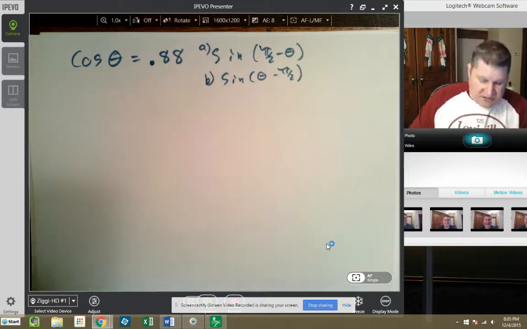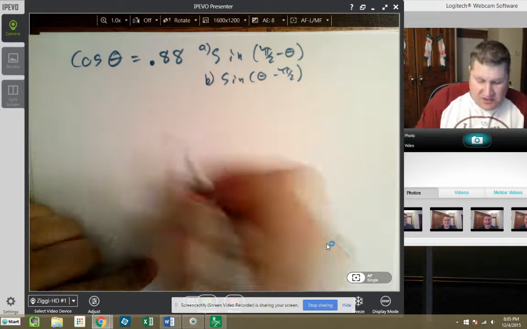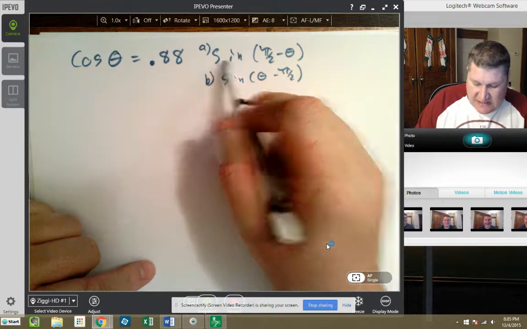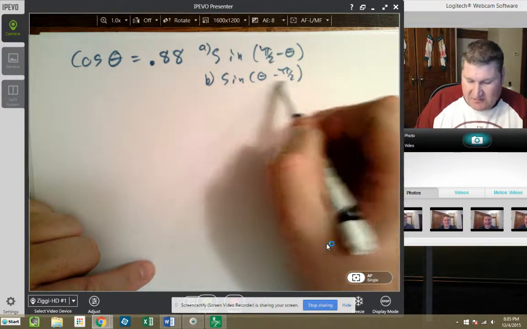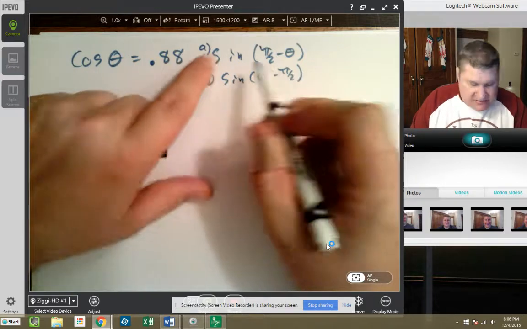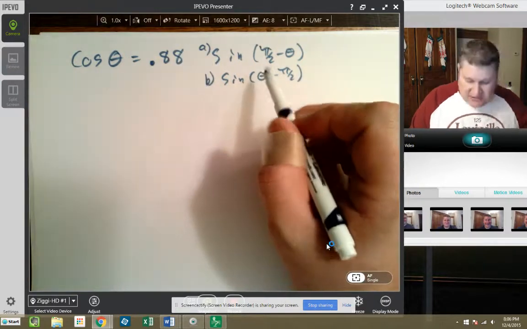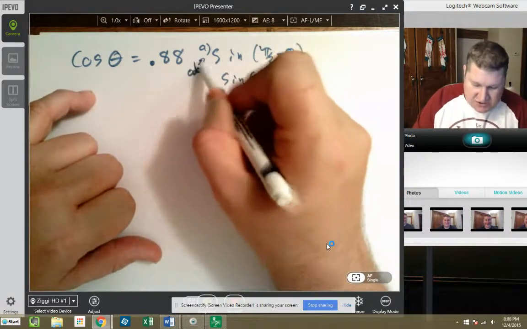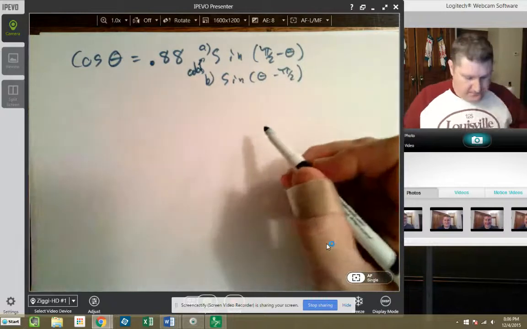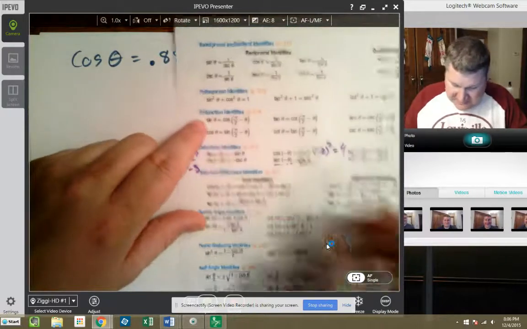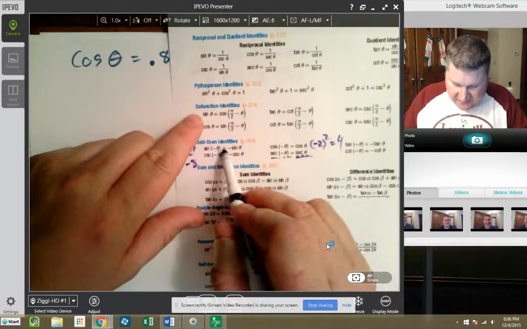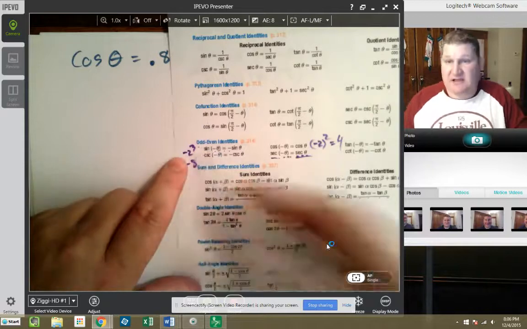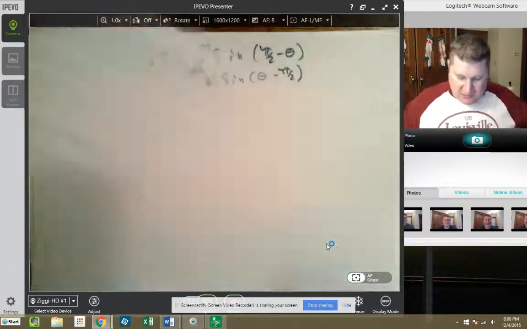Okay, ladies and gentlemen, let's take another example of that last style problem. If I have cosine theta equals 0.88, one of the things I can do is two types of problems, sine of pi over 2 minus theta and sine of theta minus pi over 2. Now, unlike the last time where we had secant, which was an even function, both of these sines are odd functions, which means sine of negative theta equals negative sine of theta. The negative that's inside will make its way out, just like a cube is odd, the negative does not go away.